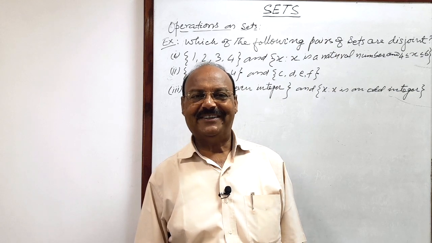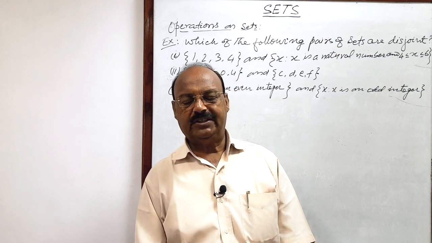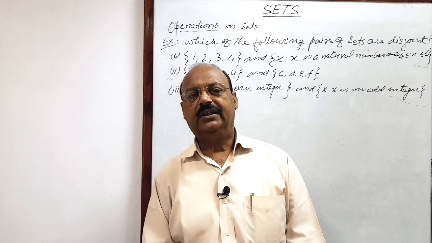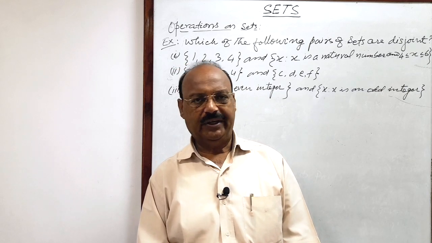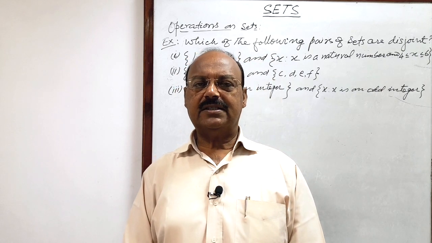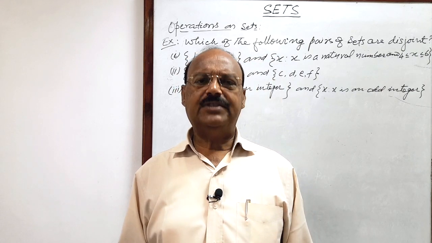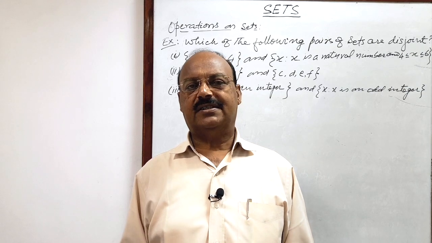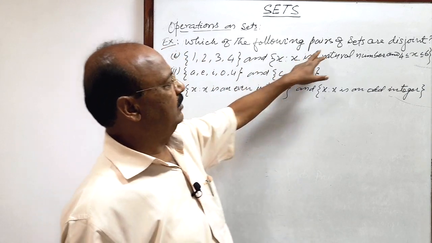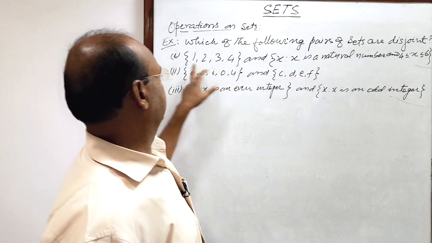Welcome students. Let us see a very interesting question from the chapter sets. This question is based on the topic disjoint sets. Two sets are known as disjoint sets if no element is common in these two sets. So you see the question here: which of the following pairs of sets are disjoint?